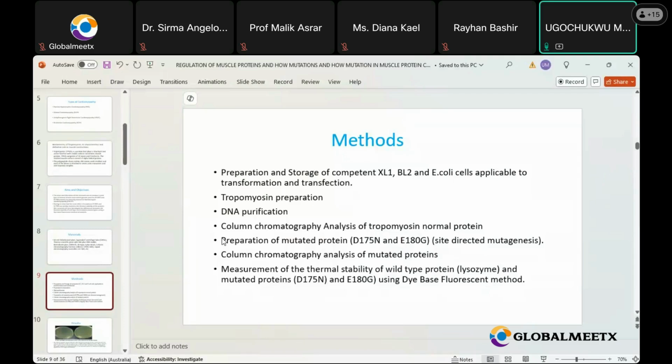Preparation of mutated protein D175N and E180G, known as site-directed mutagenesis. To prepare this mutated protein, 1 microliter of DNA polymerase was added to the sample reaction, including 1 microliter of restriction enzyme, which was mixed thoroughly, centrifuged for 1 minute, and incubated at 37 degrees centigrade for 1 hour to digest the parental supercoiled DNA.